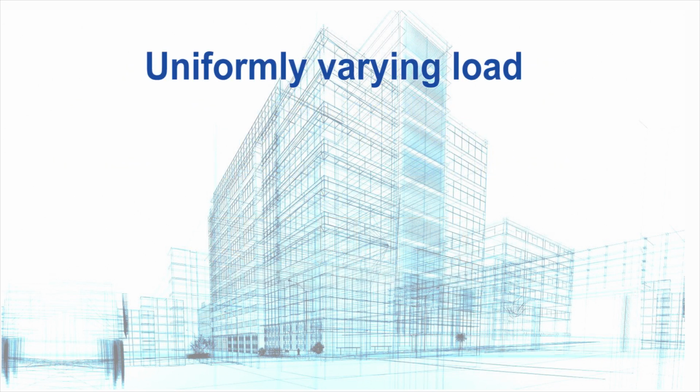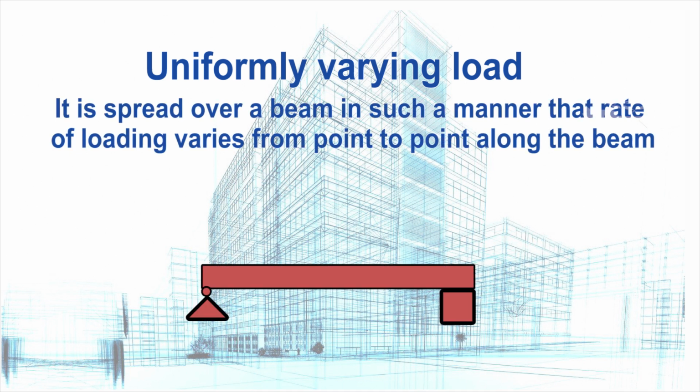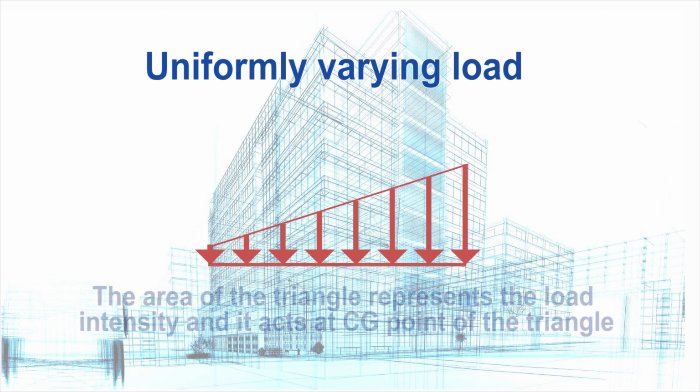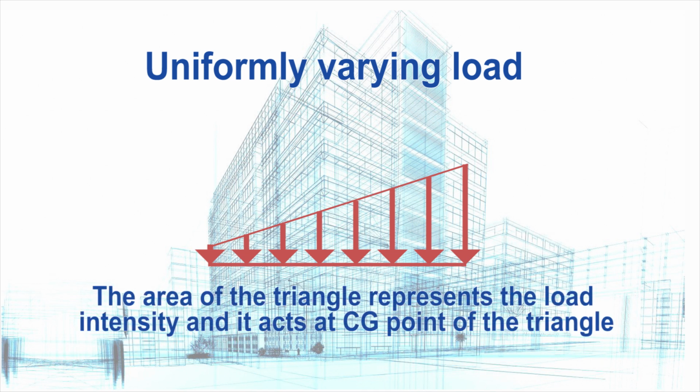Uniformly varying load. A uniformly varying load is one which is spread over a beam in such a manner that rate of loading varies from point to point along the beam. The area of the triangle represents the load intensity and it acts at CG point of the triangle, that is B multiplied by H divided by 2 equals L multiplied by W divided by 2. It is the load intensity and it acts at CG point as shown.